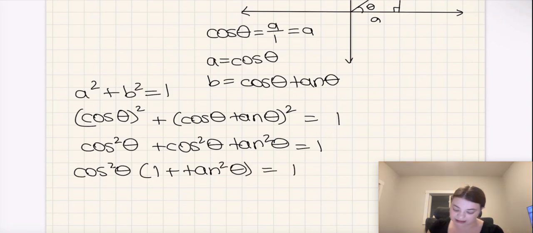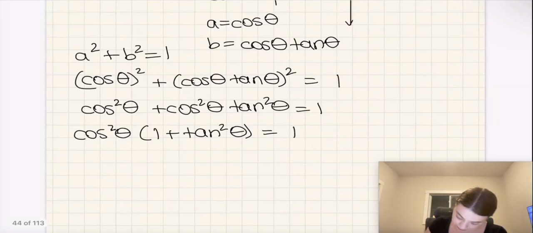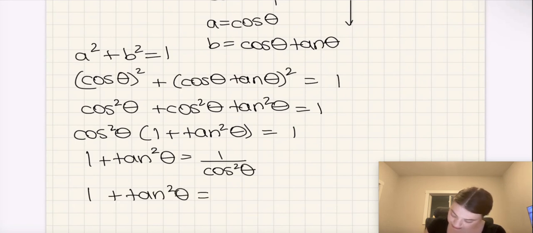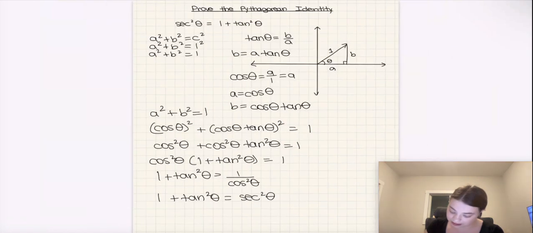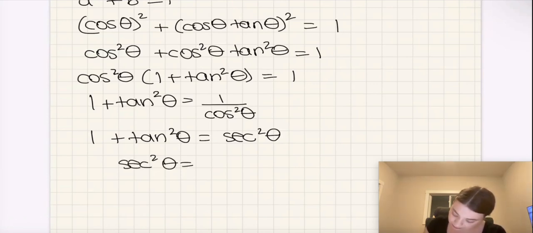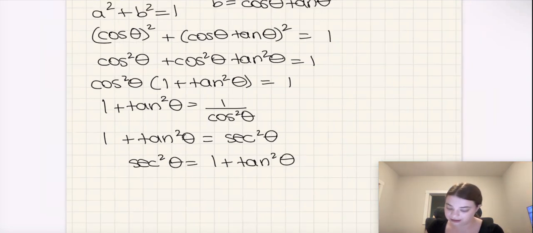Then if we divide both sides by cos squared theta, we then get 1 plus tan squared theta is equal to 1 over cos squared theta. And therefore, 1 plus tan squared theta is equal to secant squared theta. And that's the identity. Well, actually, the identity says secant squared theta is equal to 1 plus tan squared theta. However, we can just swap the two sides and say, therefore, secant squared theta is equal to 1 plus tan squared theta. And there we go. There's our final solution there.